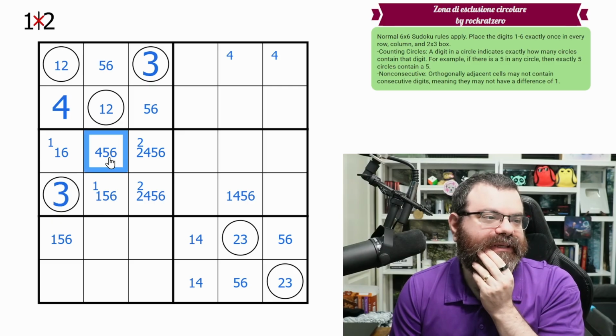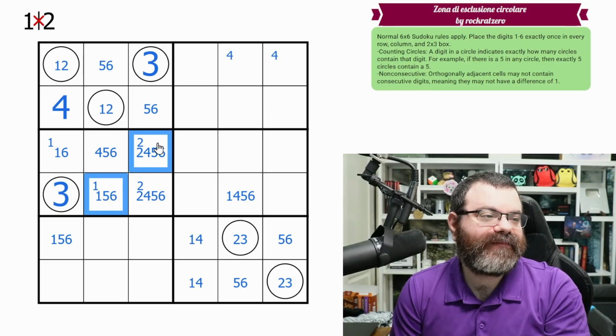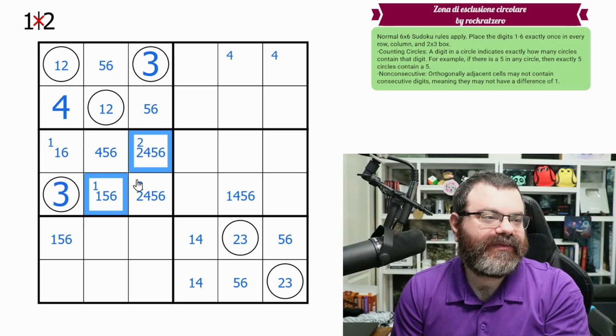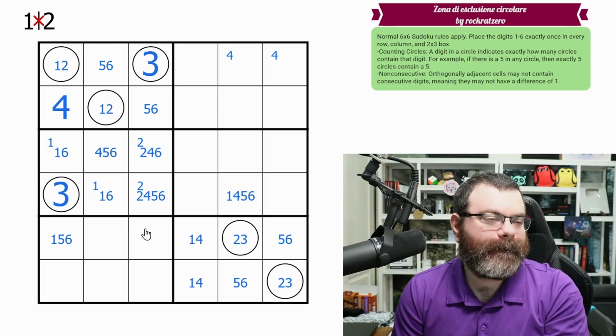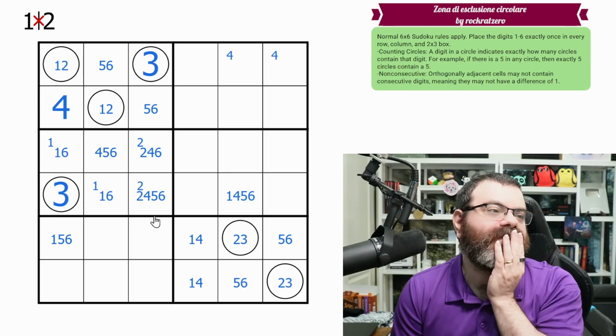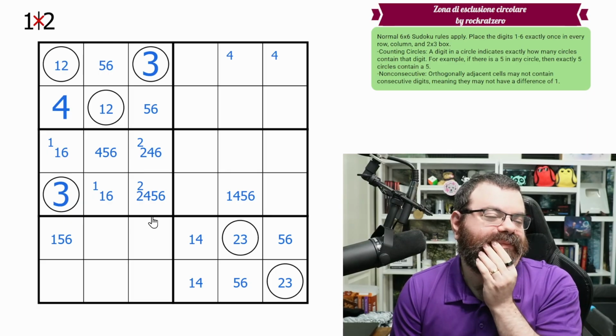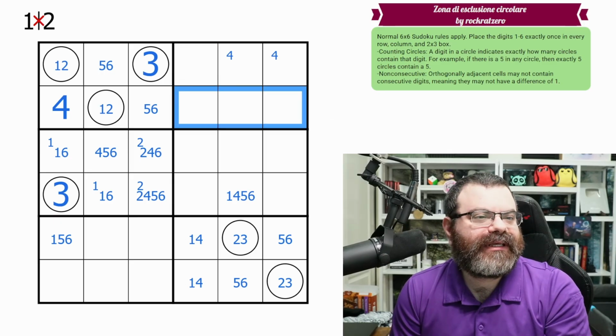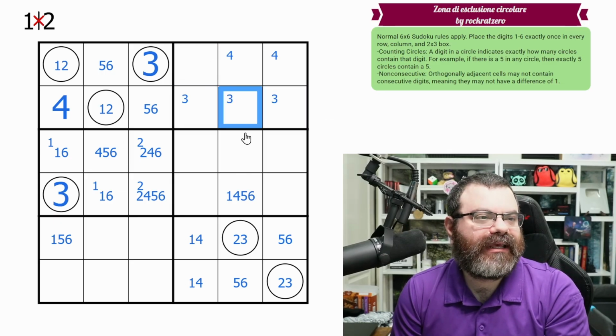What can we do with any of this? 4, 5, 6 eliminates 5 from the digits next to it. So these can't be 5. 2, 4, 6, interesting. Let's see. Am I doing this right? 3 is down here. So this cell in the middle can't be a 2.